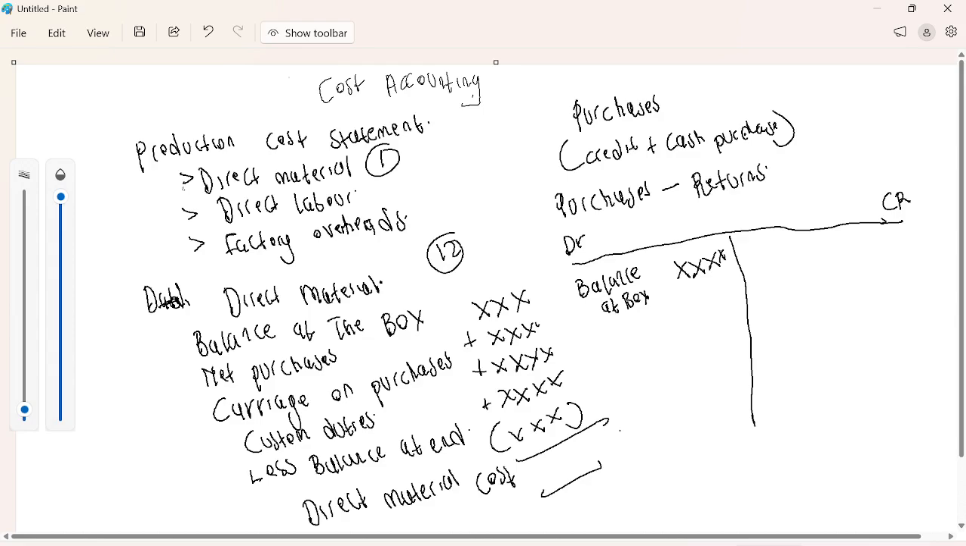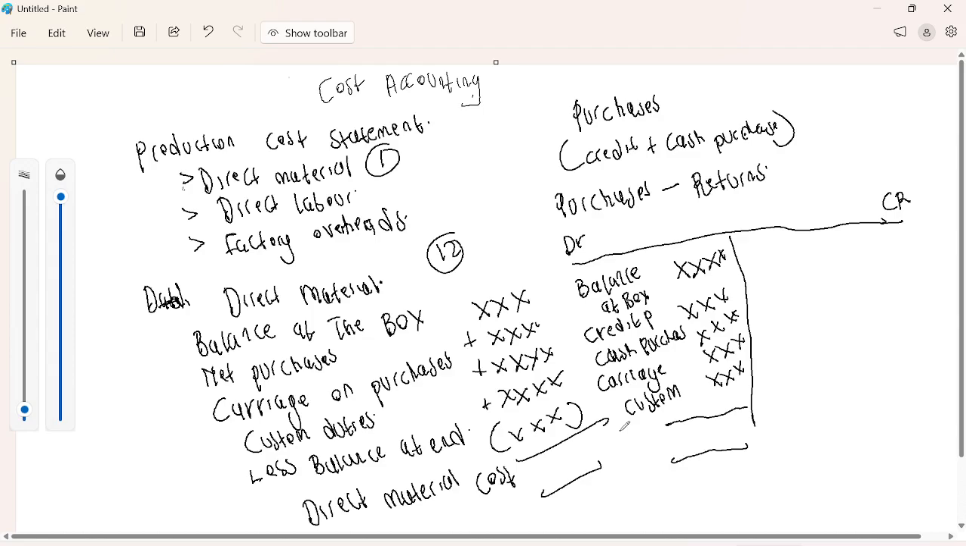And then what are you gonna do? You're gonna list my credit purchases, my cash purchases. You're gonna show them like this. This will be your cash purchases, and then this will be your carriage. You're gonna show them, and you're gonna have your custom duties. Then you're gonna totalize this side. These are the only things that come on the debit side. Please make sure these are the only things that come on the debit side.